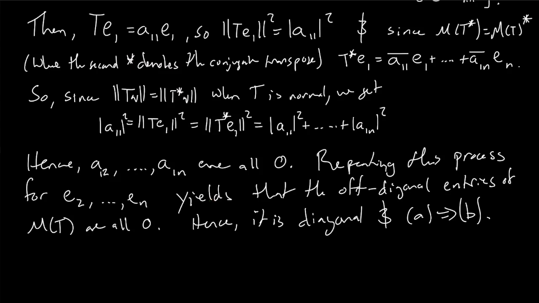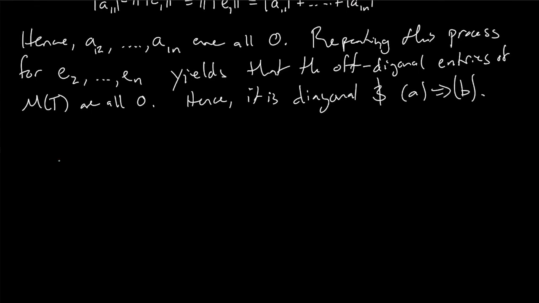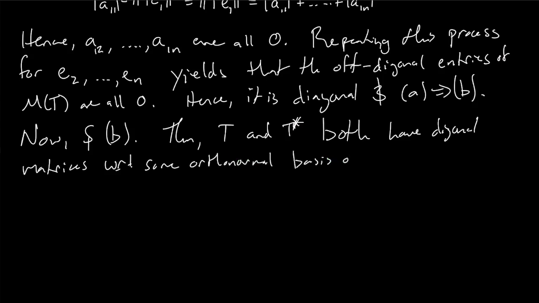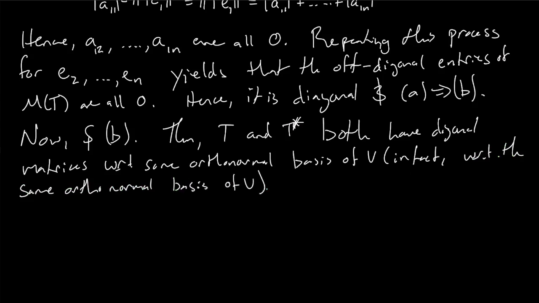Now, let's do B. Let's show that B implies A. Then, the equivalence of C and B will be pretty much the same as before. So, now, suppose B holds. Then, T and T star both have diagonal matrices with regard to some orthonormal basis of V. In fact, with regard to the same orthonormal basis of V. Why is this true?